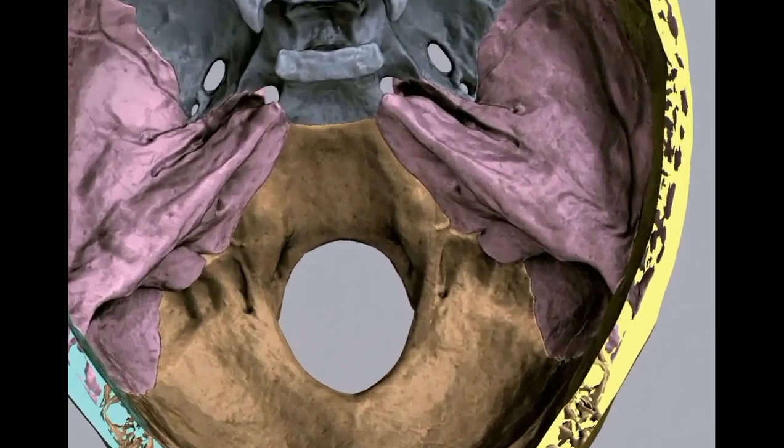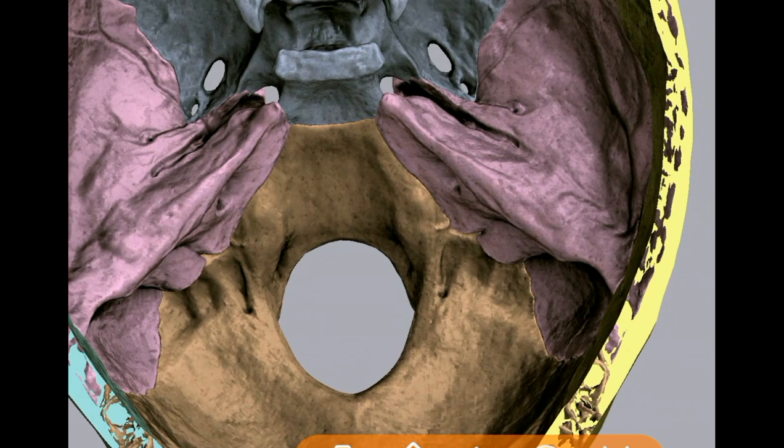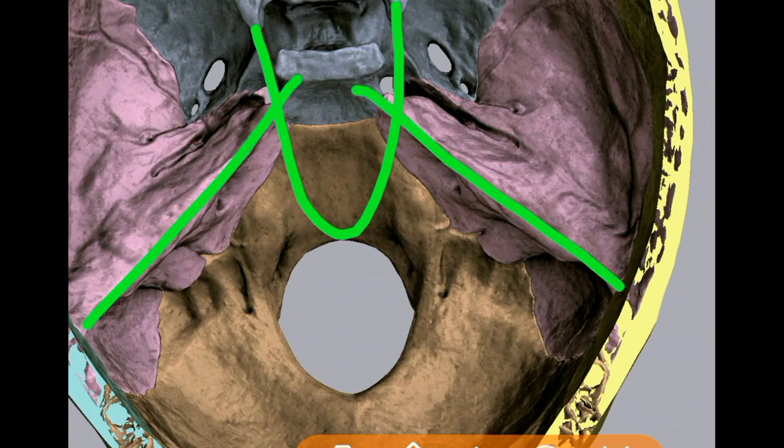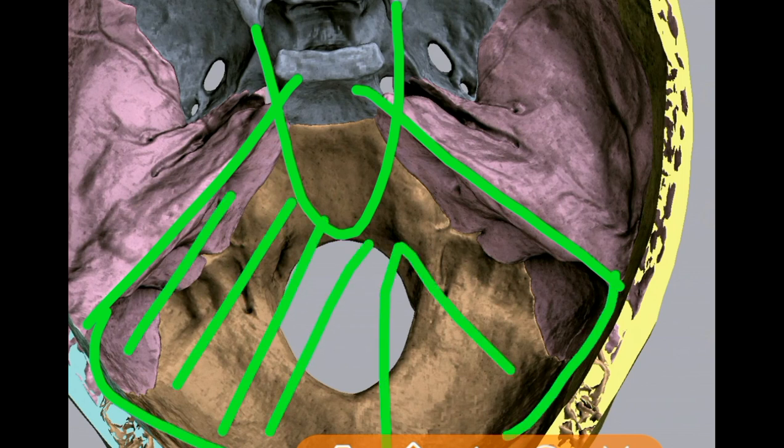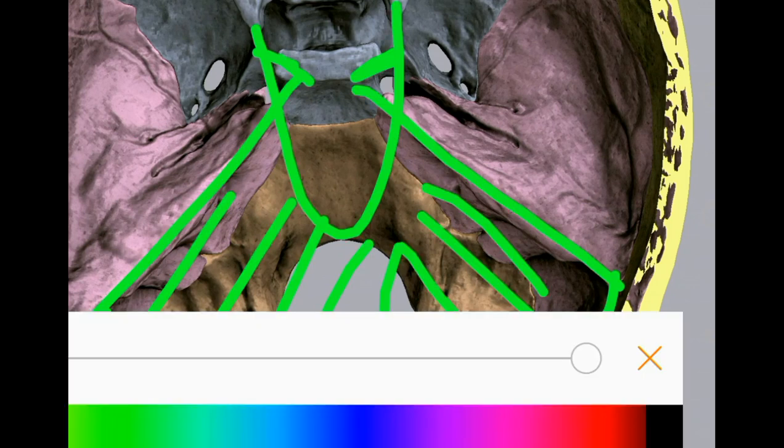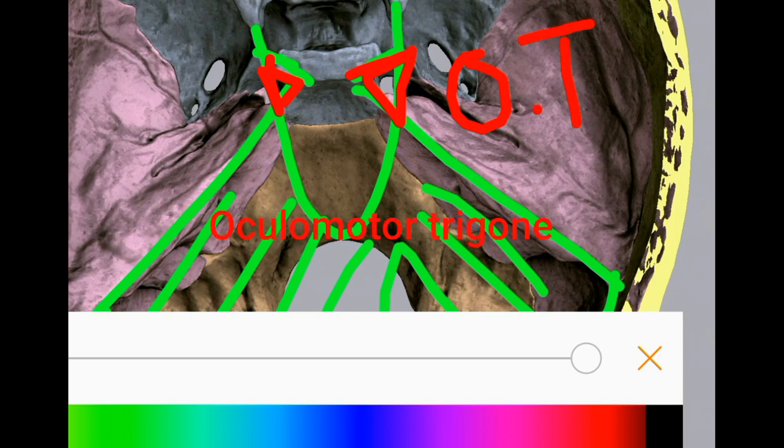So here the free margin and attached margin cross, and there is a trigone there, the oculomotor trigone. Again I am just showing the limits here. That is the attachment of the free margin. This is the attachment of the attached margin. So here you can see the free and attached margins of tentorium cerebelli cross each other, and a triangular area of meningeal layer of dura mater in front of the crossing is pierced by two nerves, oculomotor and trochlear. They pass through the lateral wall of the cavernous sinus here. This reddish triangular area is called the oculomotor trigone.